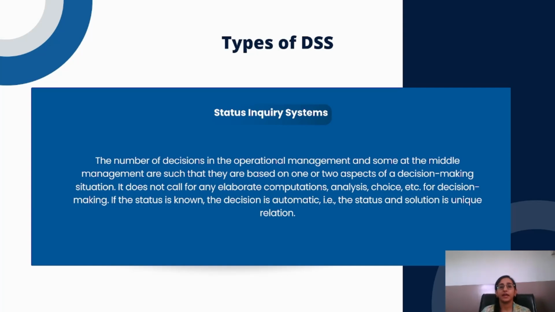For example, if a warehouse manager wants to know if the stock level of a product is low, the status inquiry system can quickly provide this information. If the stock is low, the automatic decision is to reorder more stock. All in all, a status inquiry system simplifies decision making by providing the current status of specific variables, leading to automatic and straightforward decisions without the need for complex analysis.